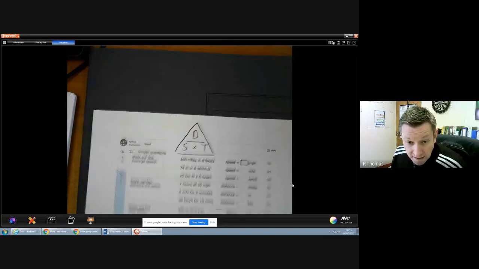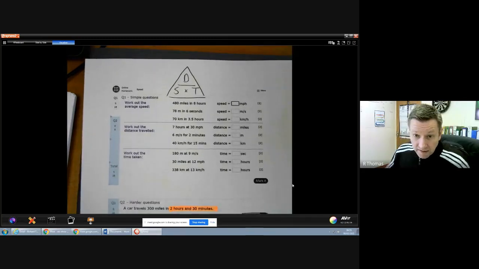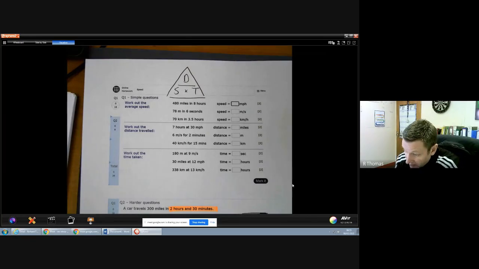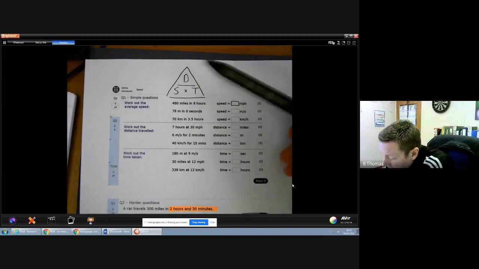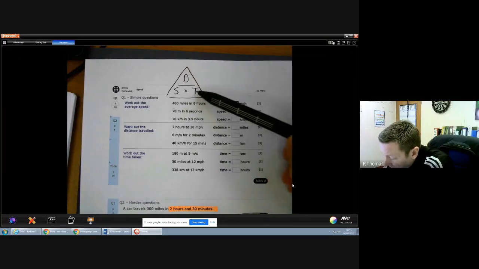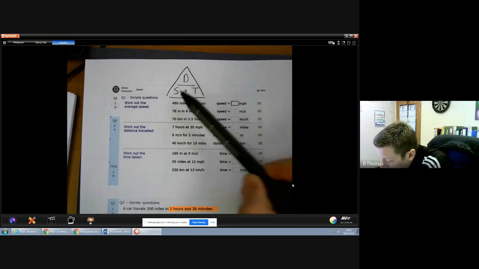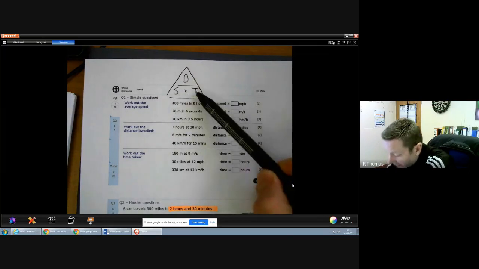Your other task then is a distance, speed, time task, which will also be one of your manga tasks later in the week. Again, because the trapezium rule question on the GCSE is generally always related to distance, speed, and time. So I thought we'd have a little refresher. So here's your DST triangle. If you want the distance, you do speed times time. If you want the time, you do distance divided by speed. And if you want the speed, you do distance divided by time.